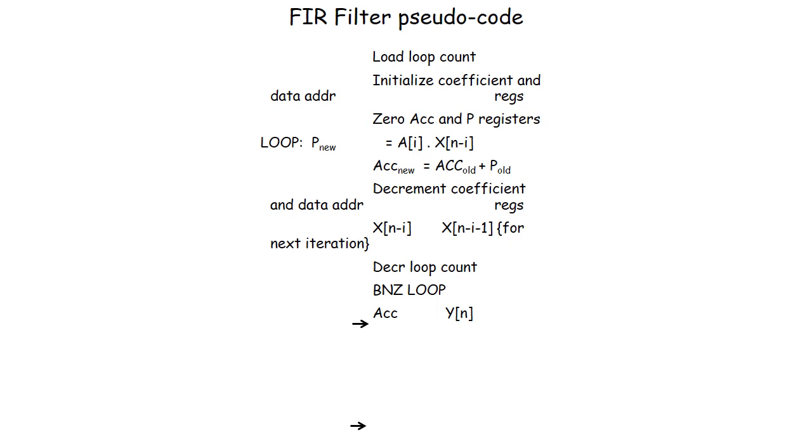So the accumulator is sent to y of n as the value. So the FIR filter pseudo code should be stored as a filtering process and it should be maintained in processing the data. So this will be stored as an output method in a single way.